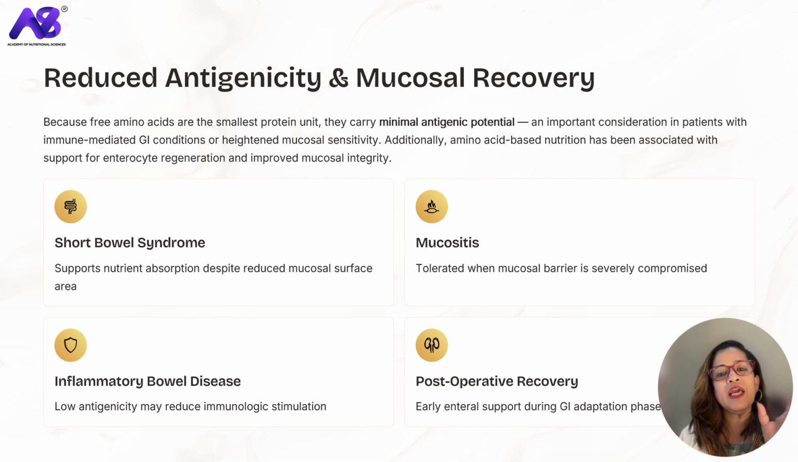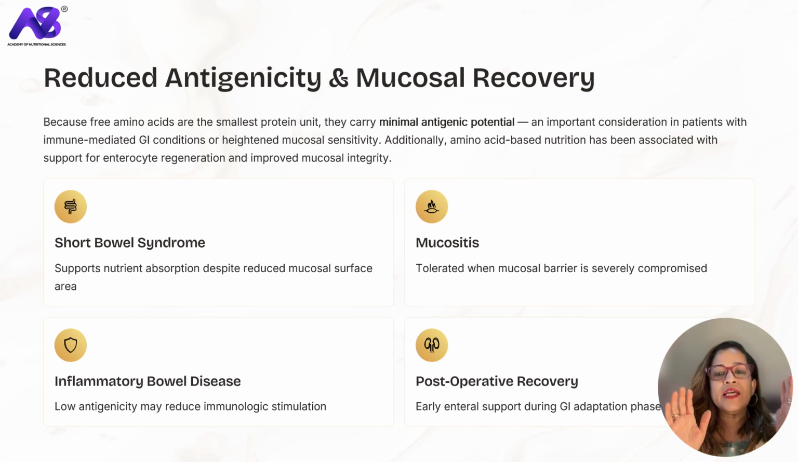This is very helpful in patients whose intestinal lining mucosa is damaged or inflamed, because the gut cannot absorb nutrients without additional irritants. These amino acids help in repairing and regenerating the intestinal cells, the enterocytes, and they improve the strength and healing of the intestinal lining.